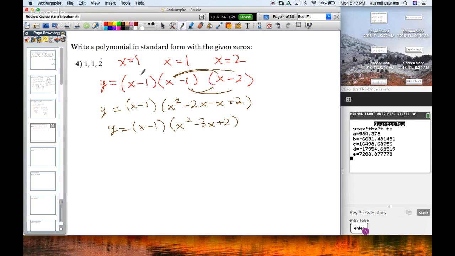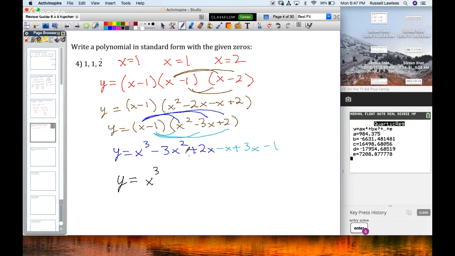So what we need to do now is we're going to distribute this x to each term. So x times x squared will give us x cubed. X times negative 3x will give us negative 3x squared. Then x times 2 will give us a 2x. I'm then going to distribute that negative 1 to each term. So I would get a negative x, a positive 3x, and then a negative 1. From there, we're going to combine our like terms. And so that would give me a x cubed minus 3x squared.